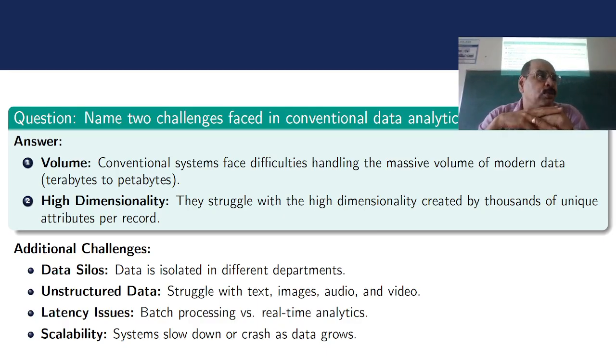Another one is high dimensionality. I told you the number of features can be high. Unique attributes can be high. So it is very difficult for us to come to a proper method.